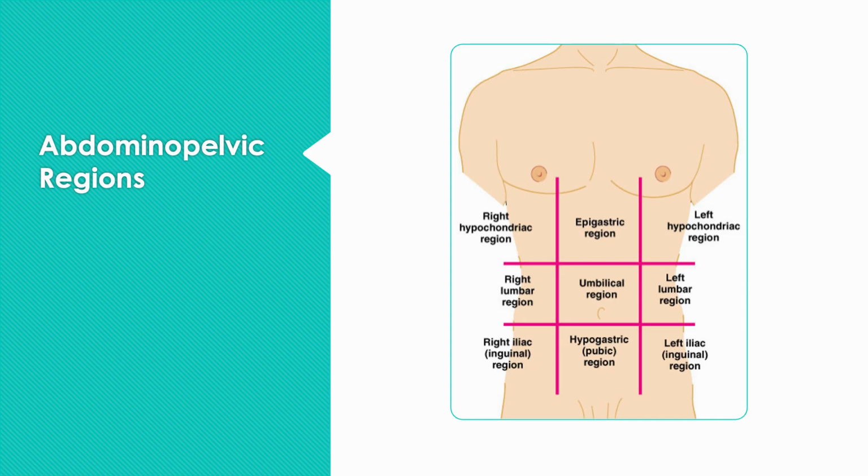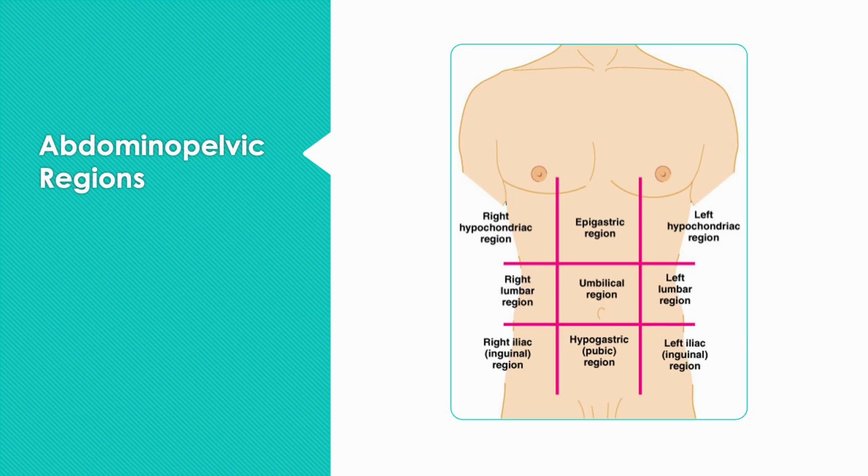Because the abdominal and the pelvic cavities contain so many organs and they cover such a large area of our torso, we break the abdominal pelvic cavities up into regions. So starting with the patient's right, always the patient's right, not your right. You have the right hypochondriac, which is the top right. Then we have the epigastric, which is the top middle. Left hypochondriac, which is the top left.